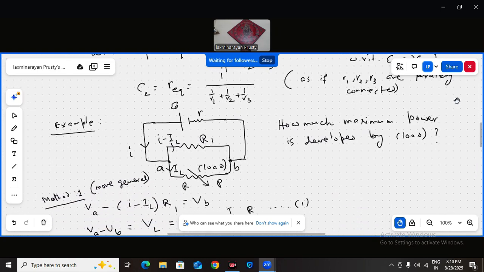Let's take an example. This is a single cell. The two branches here. This is my load resistance R. This is some other resistance. This is none of my concern. I want to maximize the power through this R. What should I do?